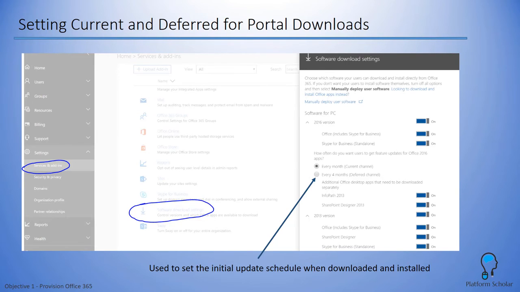In regards to changing the default update channel for downloads via the portal, this is changed in the Office 365 Admin Center under the Settings, Services and Add-ins, Software Download settings. Here you can also set what applications are available for download and disable the availability of others completely. Again, this only affects the installations at the time of download, not what happens after the installation has been completed.